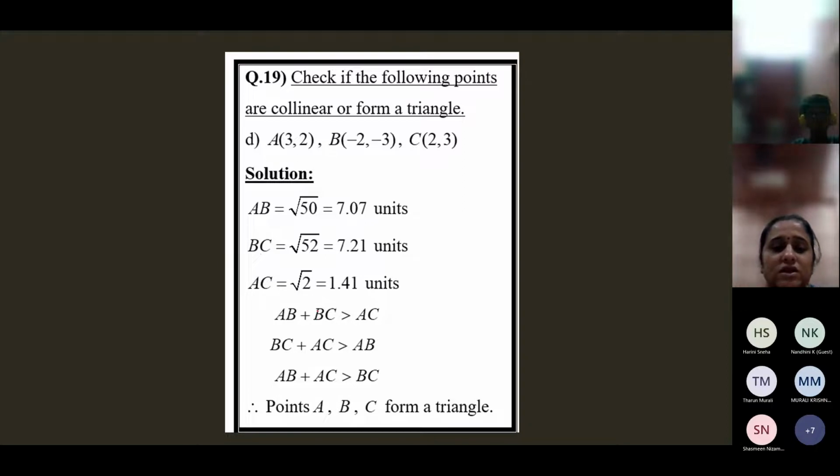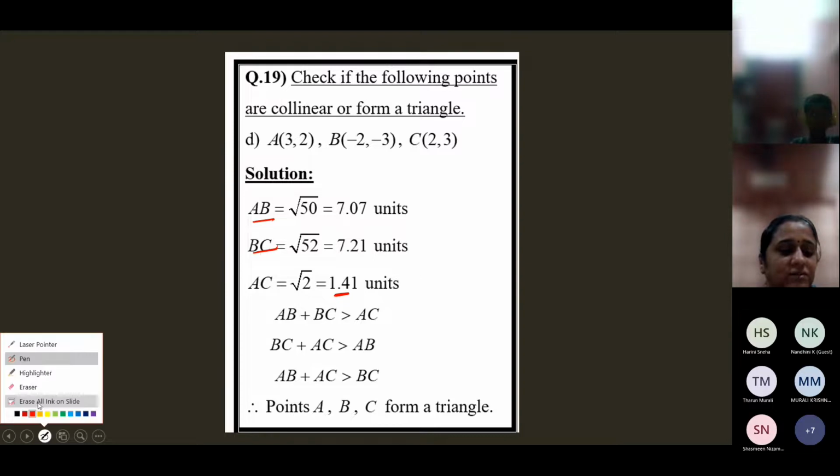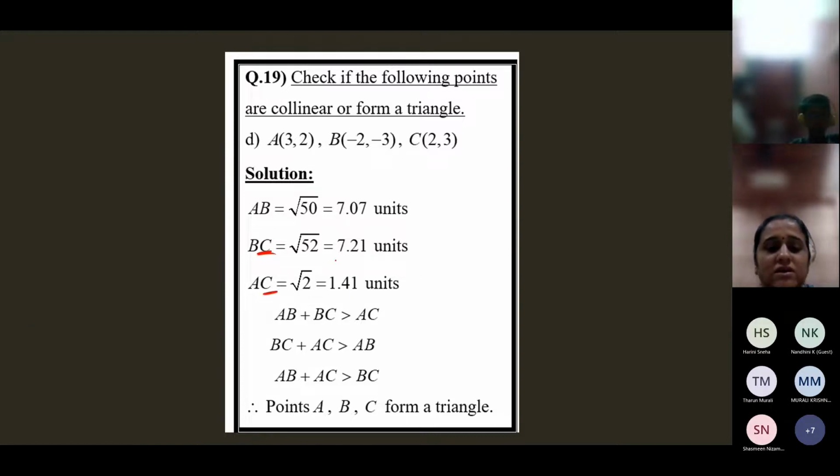And you can check this. Now what is AB plus BC? Something like 14. It's greater than AC, 1.41. And what is BC plus AC? 7 plus 1, 8. And it's greater than this one, 7.